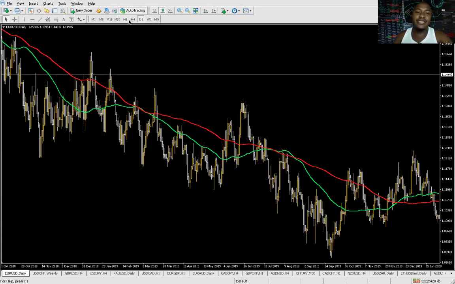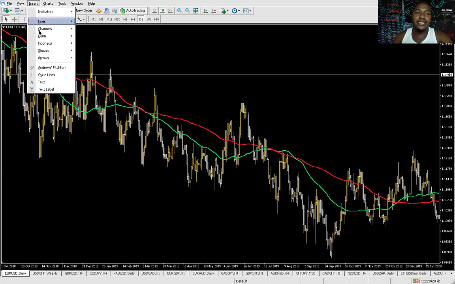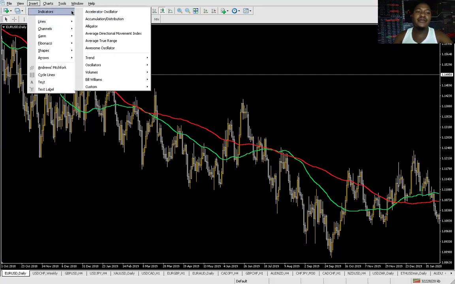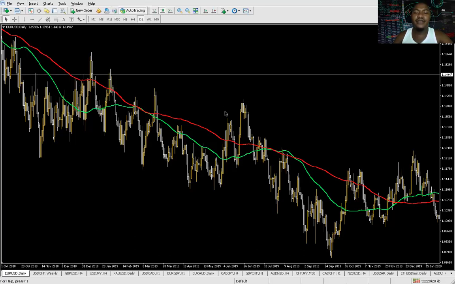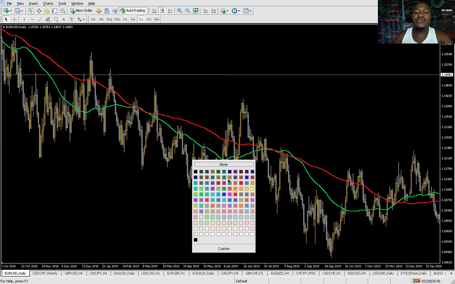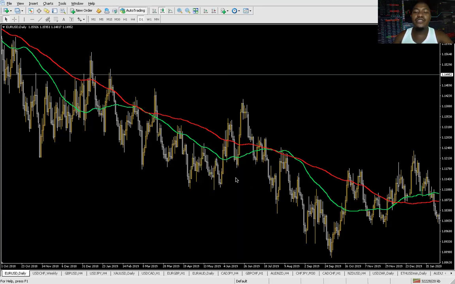And then the last one that I'm going to be adding: insert indicators, trend, moving average, parameters. The period should be 200, and then change this one to gold.